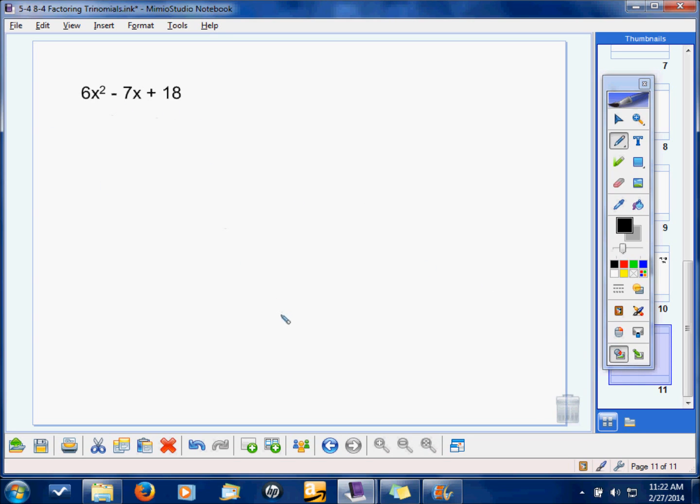Let's take a look at this one. 6x squared minus 7x plus 18. That's number 16. Okay, nothing in common, so we need to take 6 times 18, right? So 6 times 18 is 108. So we're going to take the factors of 108 and add them. Now we have a negative in the middle, so we're looking for a negative times a negative, right? Okay, so negative 1 times negative 108. Okay, now we know that that's way off, negative 109.